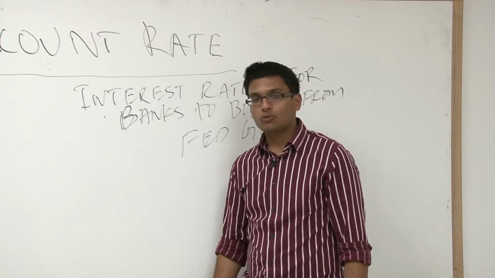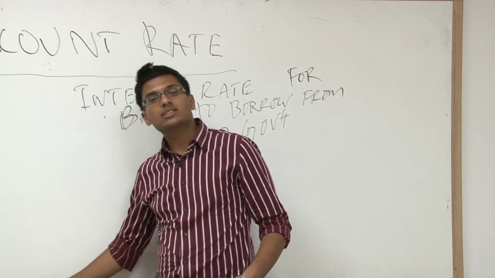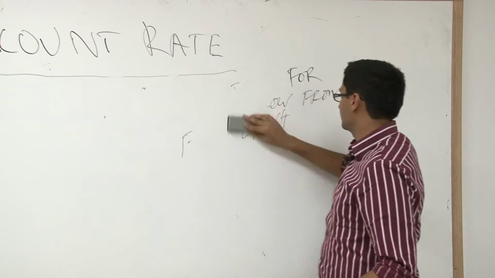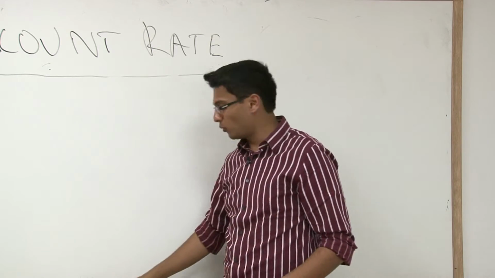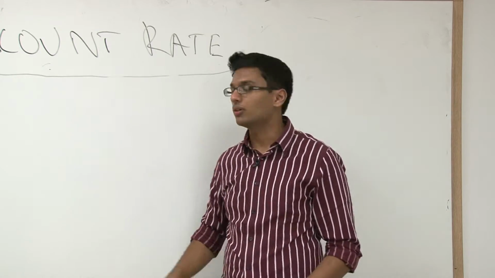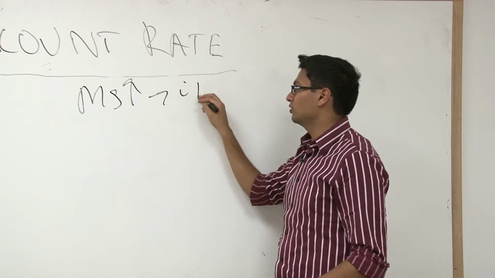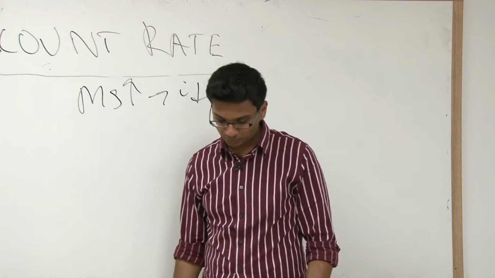So how does the discount rate affect the economy? How do we talk about money supply using the discount rate? Here's how it works. Just like anything else, we've talked about this before. What's the basic principle we've always talked about when it comes to monetary policy? We said that if the money supply is high, the interest rates are low because the cost of borrowing money is cheaper.